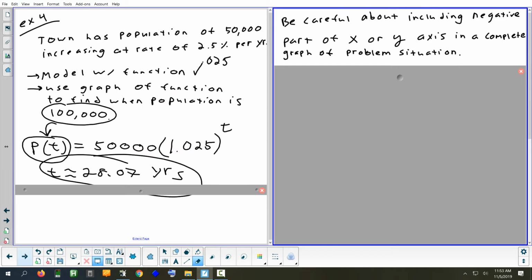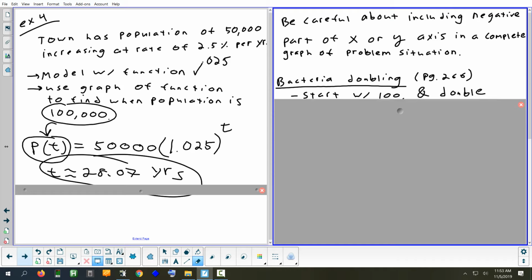All right, so as always, be careful when you're graphing it, whether or not you include negatives. Most of the time, if you're dealing with people, negatives don't make sense. Time doesn't make sense to be negative either.